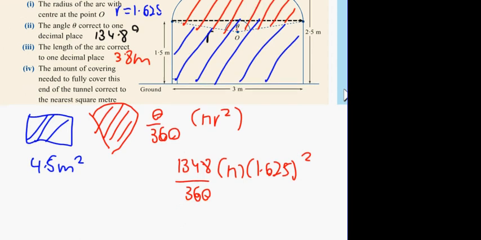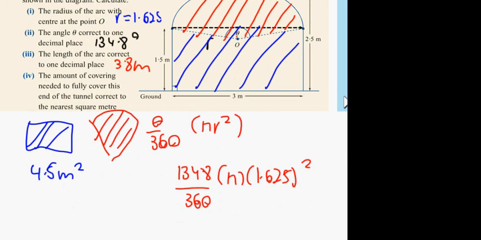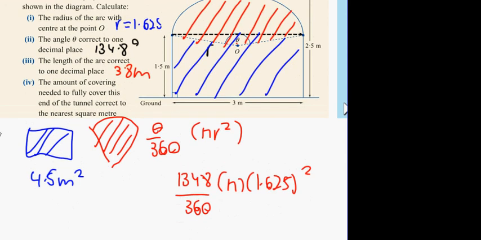Not 3.8. Sorry? So we just did that. No, we did length of the arc. We did 2 pi r instead of pi r squared. So what should we get for that? Any takers? Simon?